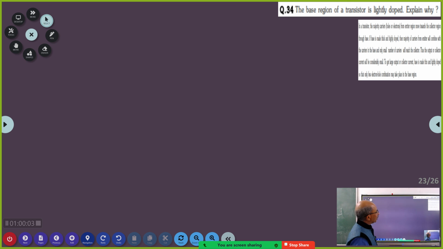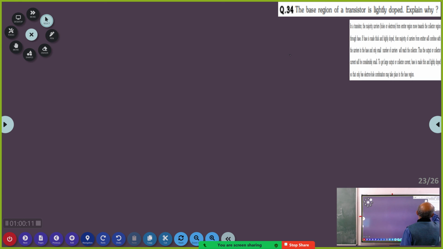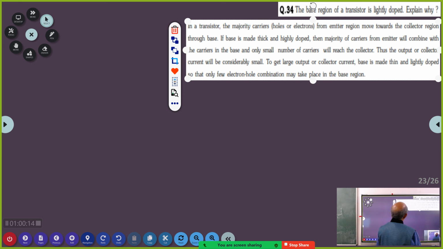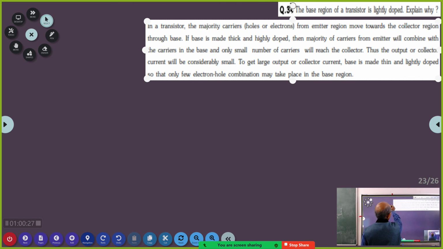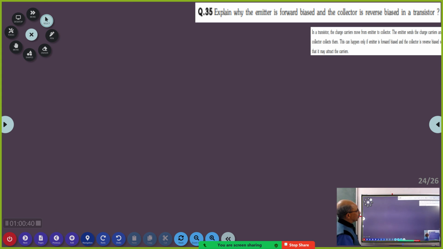The base of a transistor is lightly doped. Explain why. Did we discuss all this yesterday? Right. Because the majority carriers from the emitter region move towards the collector. If the base is made thick, then the majority carriers from the emitter will not reach it. I hope this aspect I had also explained, and it is nicely put in words. Shall I continue? Yes, sir.